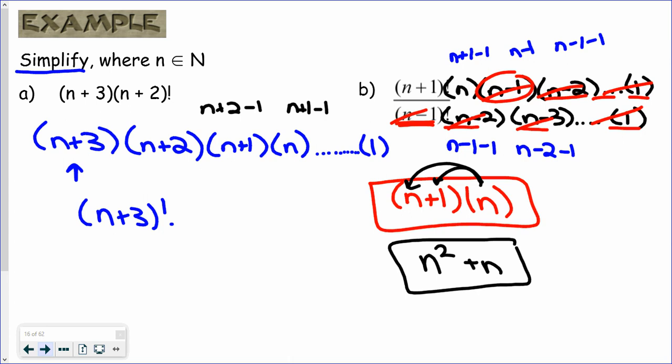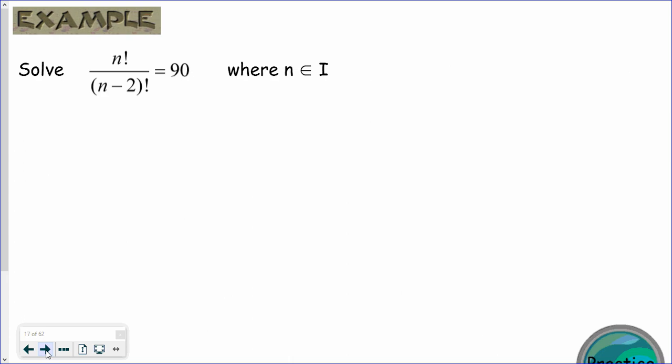So the next example then is just one step further, where you're given now an equation to solve. You have a factorial on one side, and it needs to equal 90 on the other side. This piece right here just means that my n has to be an integer.